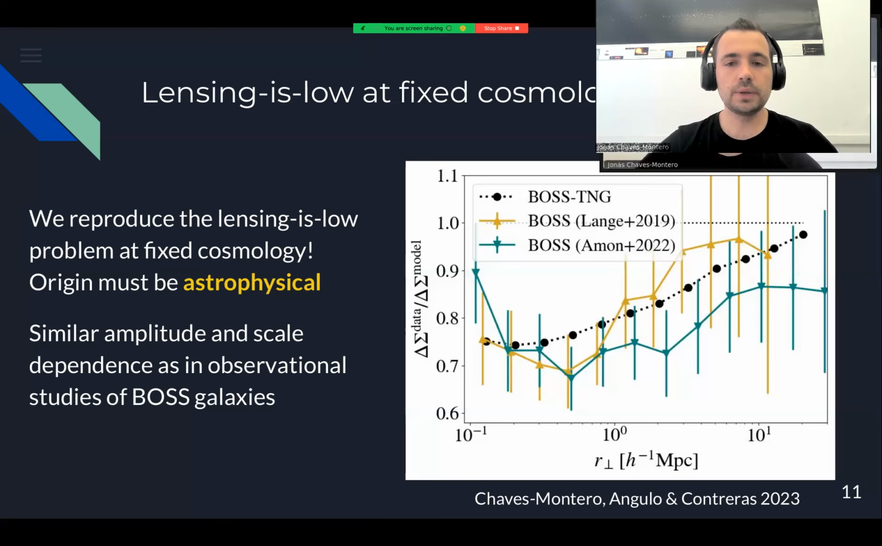And the other important point is that, as you can see in this sample, that is again the ratio between the measurement and the prediction from galaxy-galaxy lensing, the results that we get from the TNG simulation, that are the black dots, are very similar in amplitude and scale dependence to the measurements of this ratio from observations. So this is also telling us that the TNG simulation is doing a good job in reproducing the galaxy-halo connection of galaxies from observations.